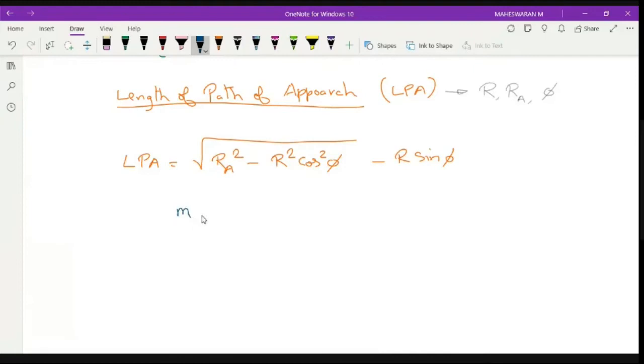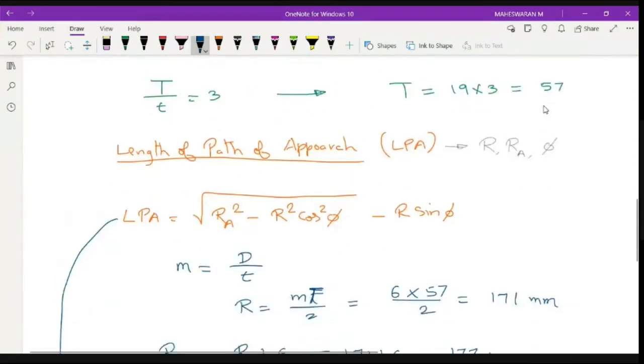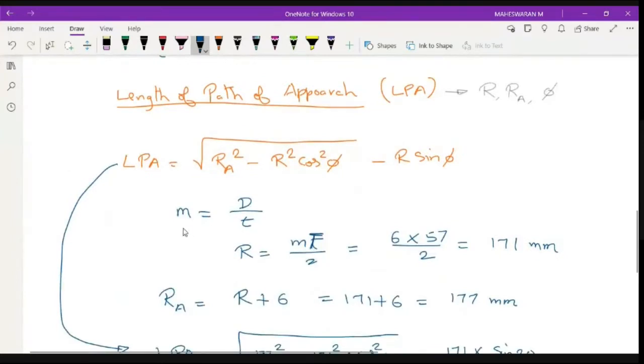We know that module is equal to D by T. Same procedure. So R is equal to MT by 2. M is 6, right? We got capital T as 57. So according to the formula, R is equal to MT by 2. When I substitute, I am getting 171 mm.